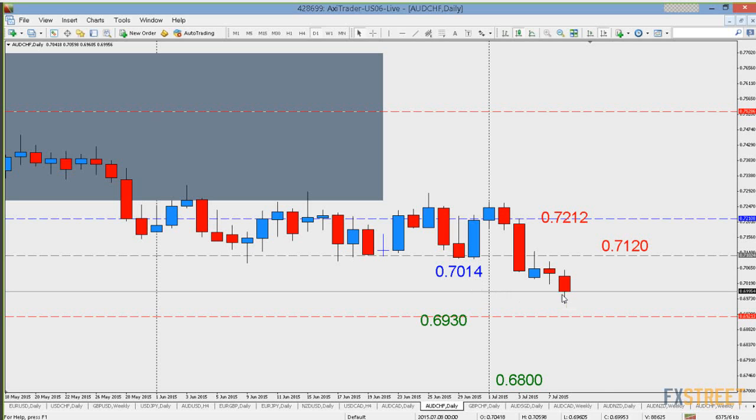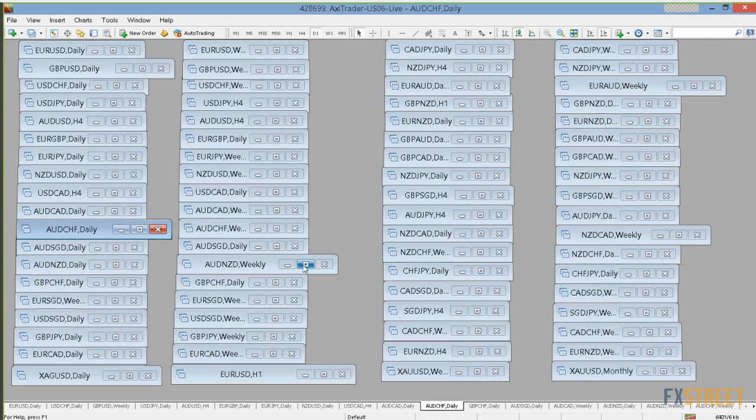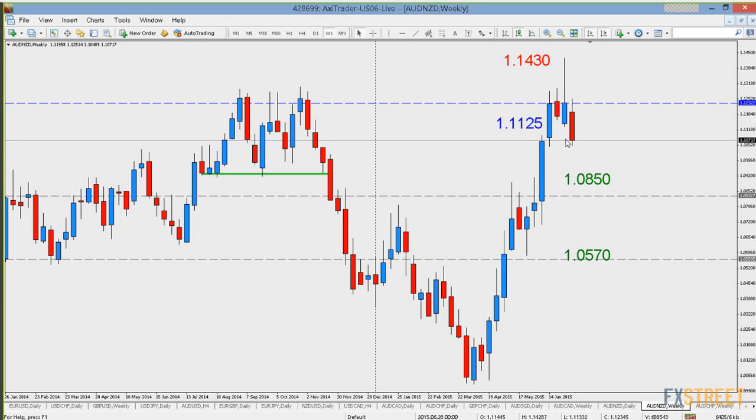The trades that have just triggered now are my Aussie Swiss, which is a sell at 70.14. It's kind of right around 20 pips away from where it entered. I'm looking at a 69.30 target and a 68 even target. There's an alternative stop at 71.20 or a stop at 72.12 on that one. So that one's kind of just where it started.